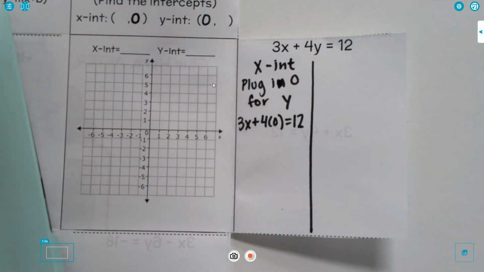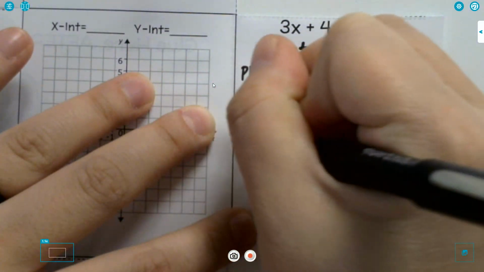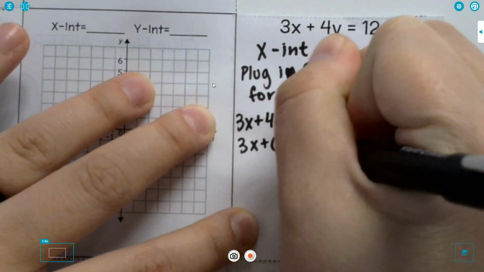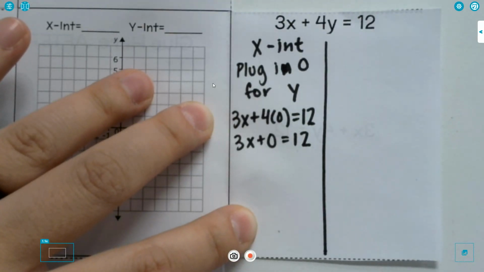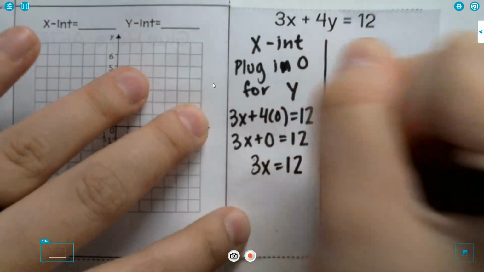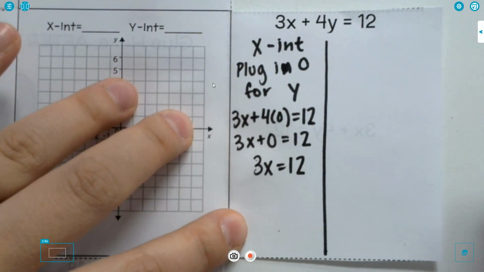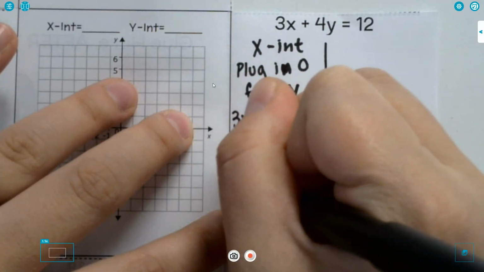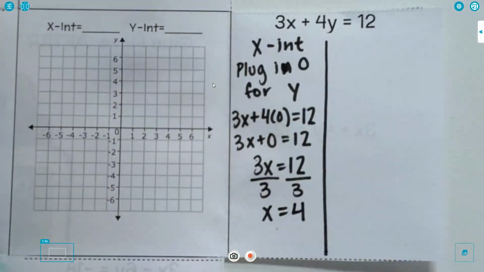What's 4 times 0? 0. So now we have 3x plus 0 equals 12. And adding 0 doesn't do anything for me. So 3x plus 0 is just 3x. So this is just 3x equals 12. We'll divide both sides by 3. And we will get x equals 4.